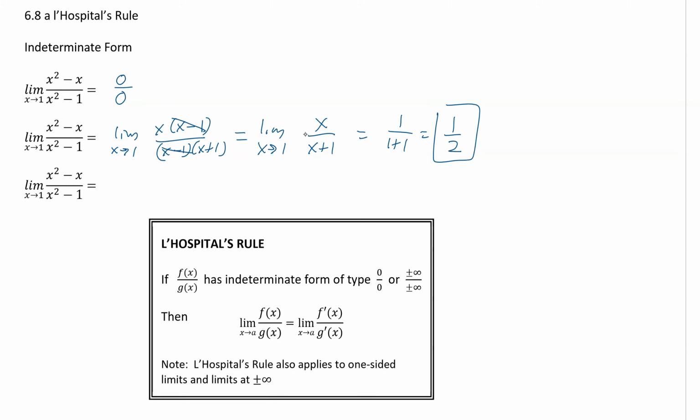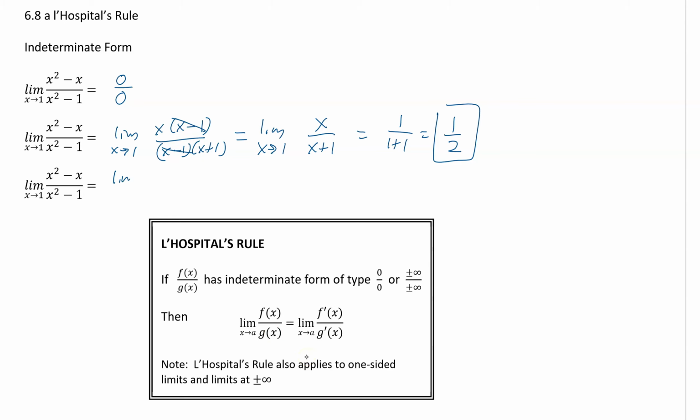This is a new one. With L'Hopital's rule, if we have an indeterminate form of these two types, which is 0 over 0 or infinity over infinity, then our limit is actually the same as the limit of the derivatives of the top and the bottom. So we can take the derivative of the top and the derivative of the bottom, and it'll actually be the limit of our function as well.